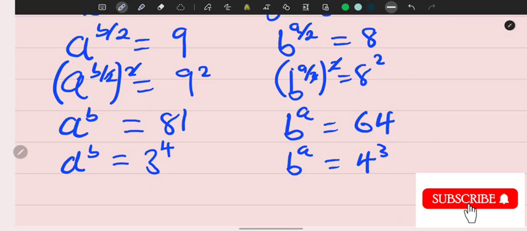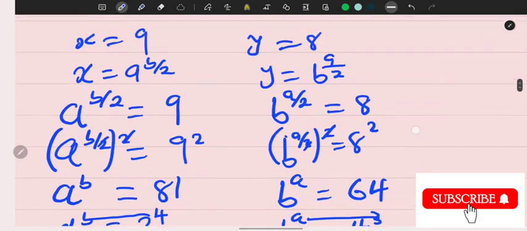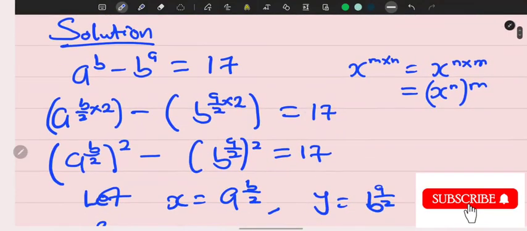By comparing what you have here, that means b is 4 and a is 3. A is 3 here, b is 4. Can you see that now? So the value of a is 3 and b is 4, and that satisfies the two equations we obtained. To confirm the answer, you can substitute the values of a and b in the given question to check whether you get 17 or a contrary value.